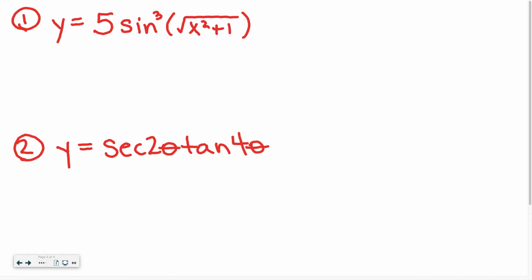The derivative of sine is cosine, not cosine squared. That is not cosine squared. There's 2x inside the secant, and the 4x. The derivative of sine is cosine.